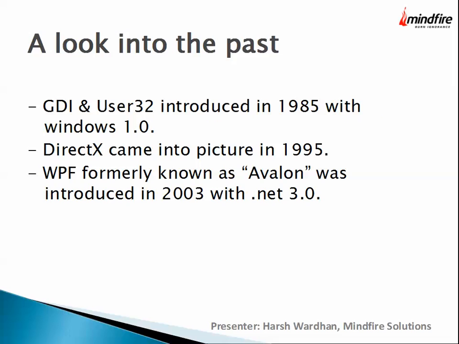Now, flashback, a look into the past. Where it all started: GDI and User32 were introduced in 1985 with Windows 1.0. So why should I discuss GDI and User32? This is because Windows Forms applications, which we mostly use currently, are based on these two, GDI Plus and User32. For graphics, it uses GDI Plus, and for software rendering, it uses User32. Now let's think, GDI Plus and User32 were created 20 years back, and there were very few changes after. So still we are using the same technology to create Windows applications.